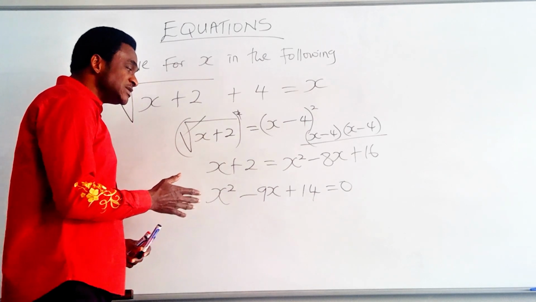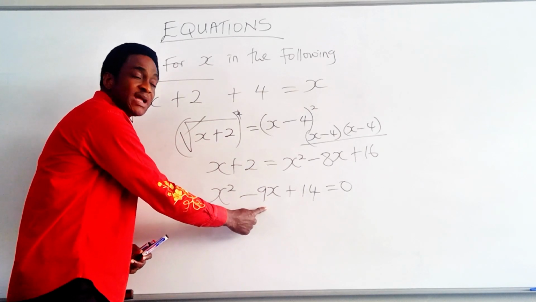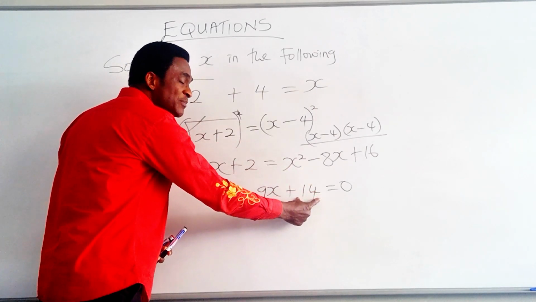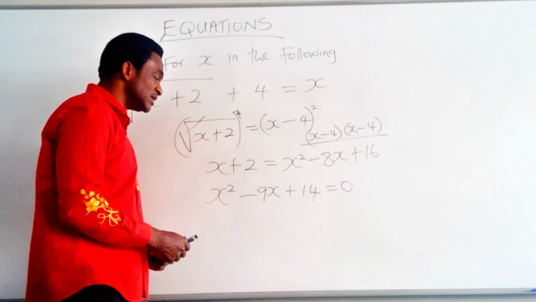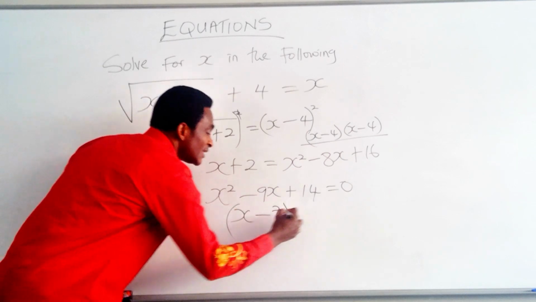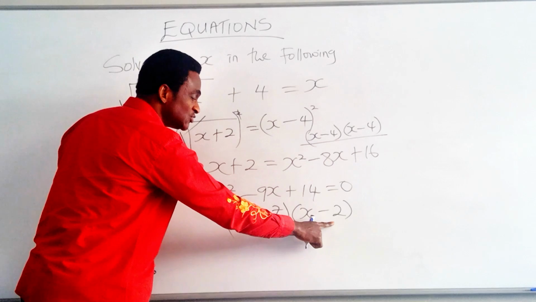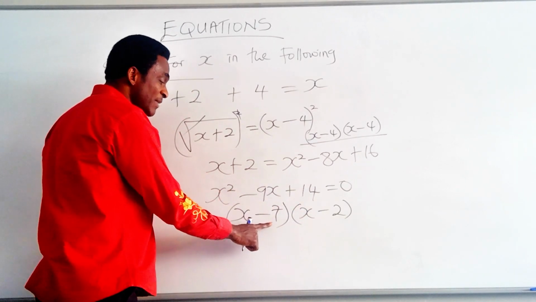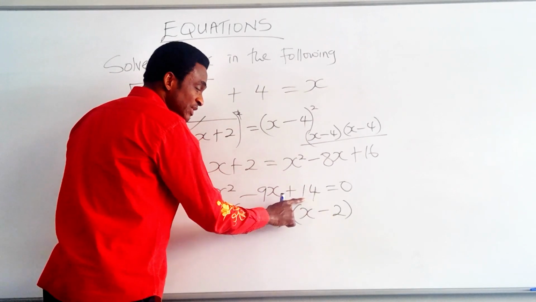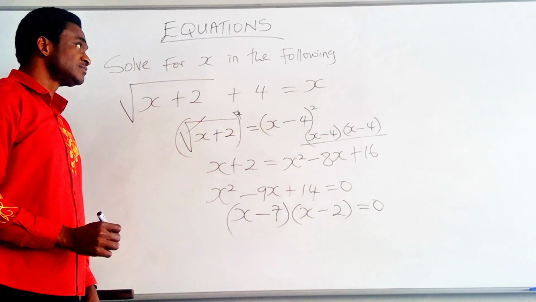How do we go about this? We look for two numbers, and when you add them, it gives you the middle term. And when you multiply the same two numbers, including their signs, it gives you the last term. So here I will have x minus 7 and x minus 2, because minus 7 minus 2 gives me minus 9. Minus 7 times minus 2 gives me plus 14. So these are the factors to this expression.